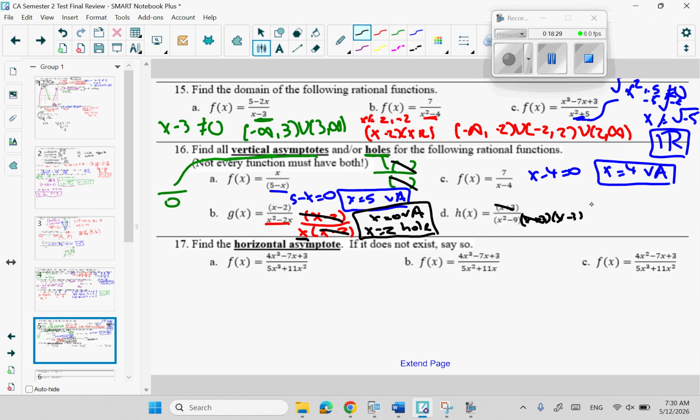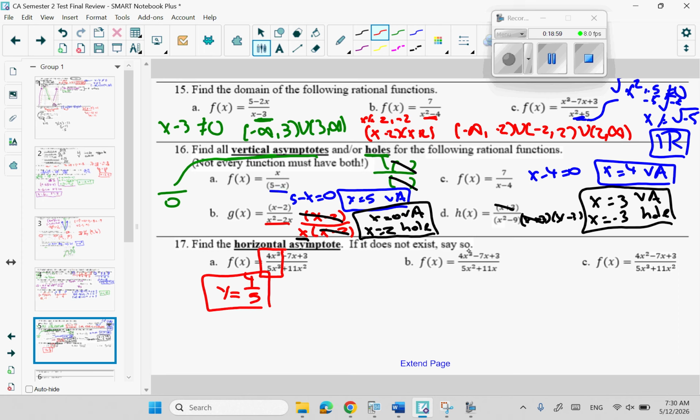Horizontal asymptote, there's 3 situations. First is if the degrees are equal, like here. So we just divide the coefficients, so 4 over 5. Second is if the degree is bigger in the top, you get no horizontal asymptote. Third is if the bigger degree is in the denominator, it's always y equals 0.